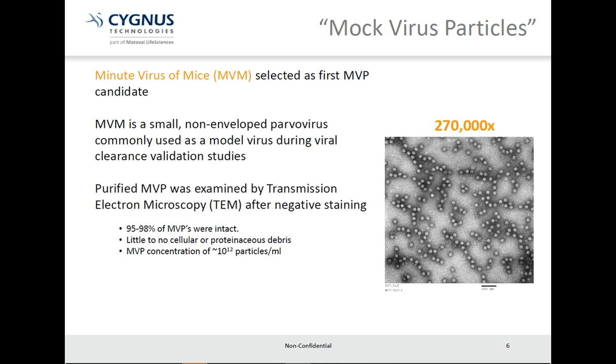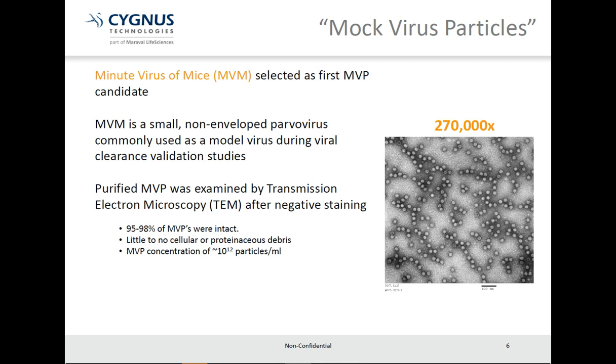The way that we sought our first candidate was to attempt to form a particle that mimicked MVM. MVM is an internationally used parvovirus for pre-IND or pre-BLA type of studies. This, along with XMuLV, are the two marquee viruses when it comes to viral clearance validation.